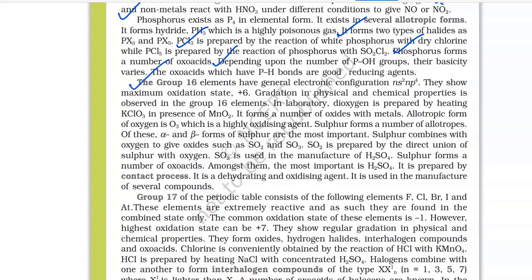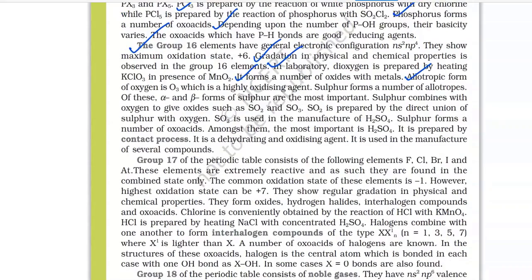The group 16 elements have general electronic configuration of ns2 np4. They show maximum oxidation state +6. Gradation in physical and chemical properties is observed in the group 16 elements. In the laboratory, dioxygen is prepared by heating KClO3 in presence of MnO2. It forms a number of oxides with metals. Allotropic form of oxygen is O3, which is a highly oxidizing agent.